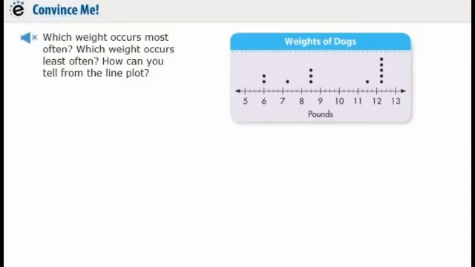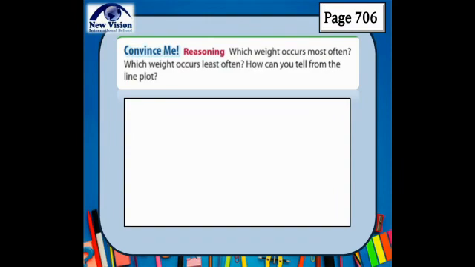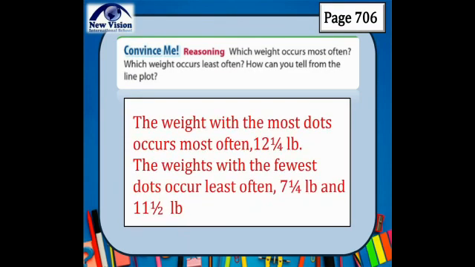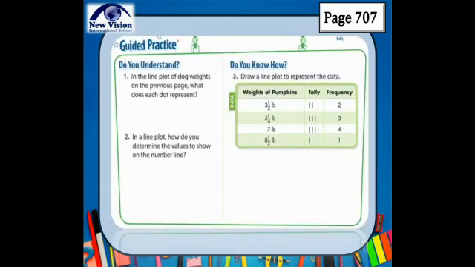Which weight occurs most often? Which weight occurs least often? How can you tell from the line plot? Let's answer convince me. The weight with the most dots, which occurs most often, is 12¼ pounds. And the weights with the fewest dots, which occur least often, are 7¼ pounds and 11½ pounds. Alright, let's move on to page 707. Let us answer guided practice.